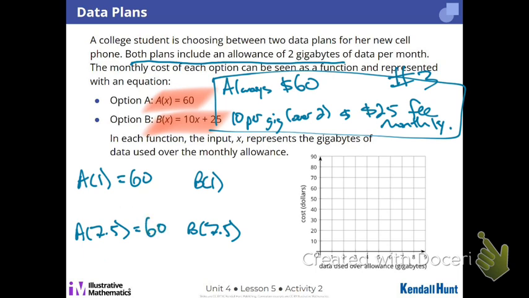Okay, let's go plan B for 1 gig over the 2. How much does that cost, Grant? 35. How'd you get that? I multiplied 1 by 10 and then I added 25. Yeah, put 1 in for X and put 1. Okay. And then for 7.5 gigs on B, Willa.